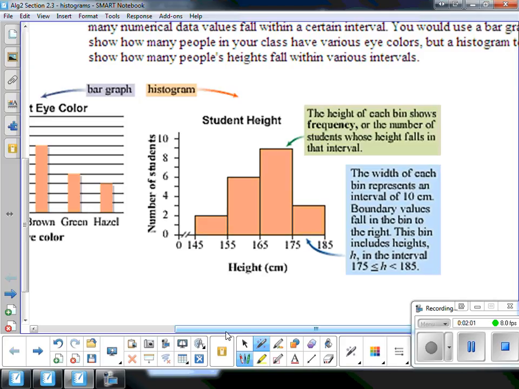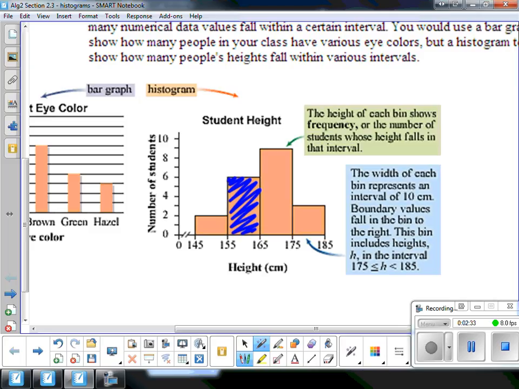The final question that we get often about histograms would be, where would someone fall if they're exactly 155 centimeters tall? So if they were 155, are they in this bin or are they in this bin? That's the biggest question that we get. If you're right on the boundary, where are you? The answer is they would be in this one, okay? If something lands right on the boundary, they are in the next bin to the right.